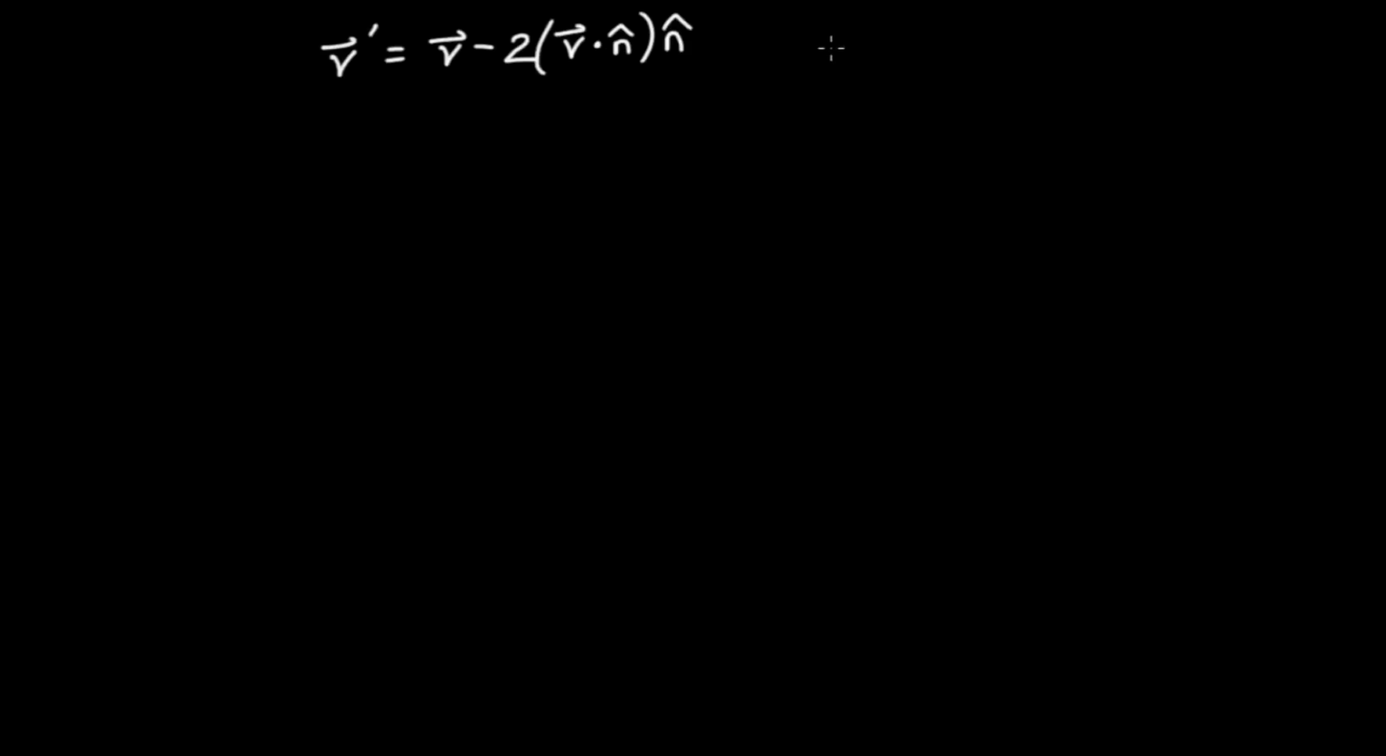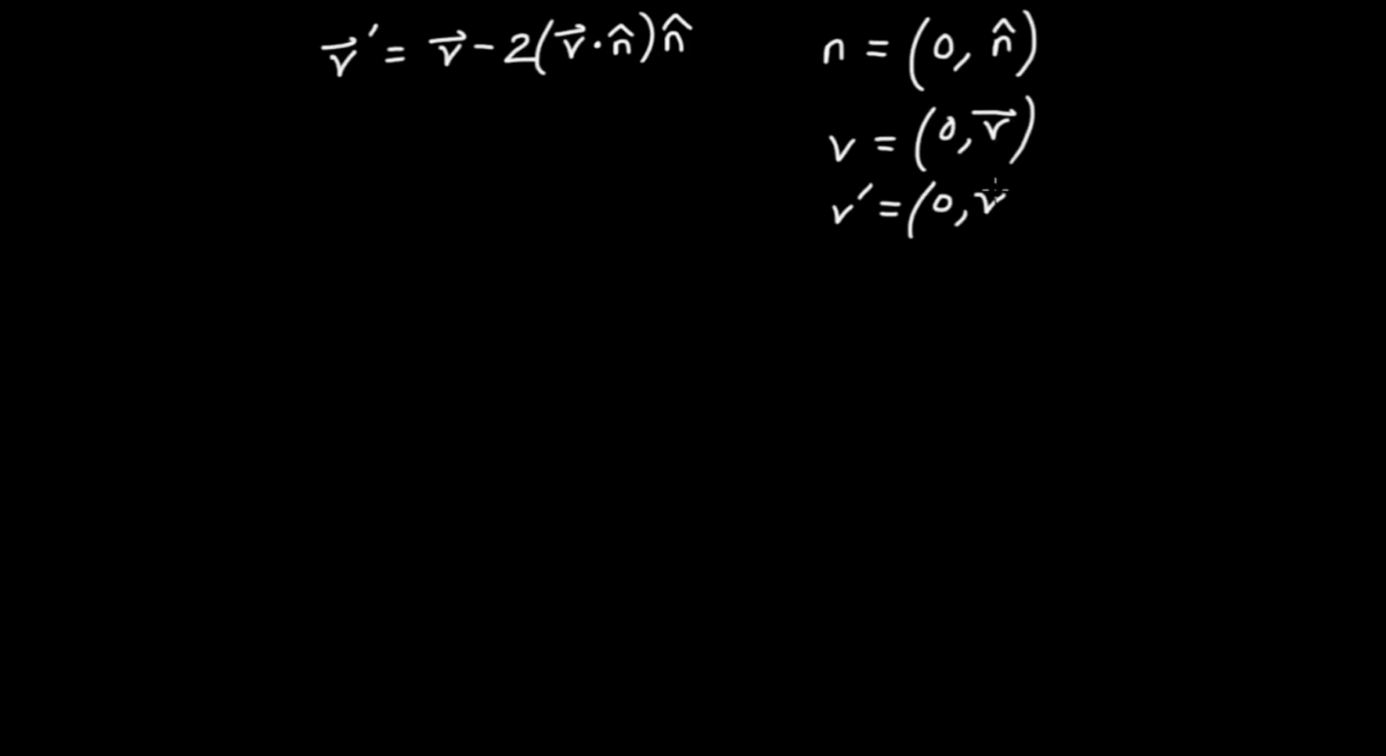So what I'm going to do is try to write this vector equation in terms of quaternions. I'm going to define a few quaternions. The first one is going to be the quaternion n, which is going to have 0 in the scalar part and n hat in the vector part. Because remember, one way of thinking of quaternions is a scalar part plus a vector part. I'm going to define v in a very similar way. It's going to have 0 in the scalar part and v in the vector part. And finally, v prime, which is also going to have 0 in the scalar part and v prime in the vector part.